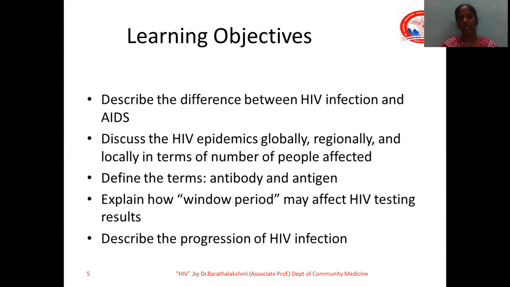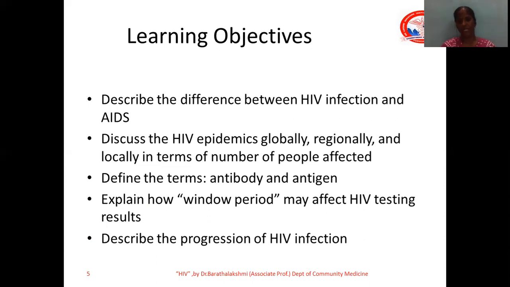Then moderate prevalence states are those where the statistics is like this. The prevalence of infection among the general population is more than 5%, whereas the prevalence of infection among antenatal mothers is less than 1%. Low prevalence states are those where the prevalence of HIV infection is less than 5% and the prevalence of HIV infection among antenatal women is less than 1%.